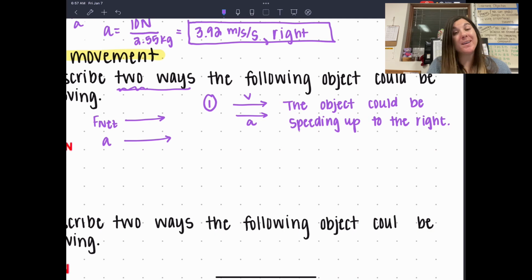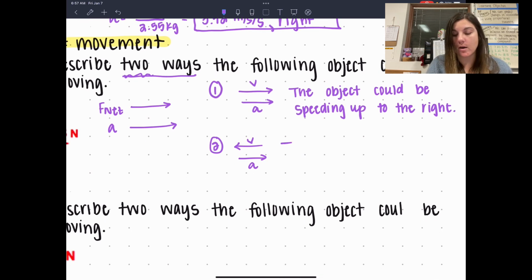However, there could be another situation. If my object's actually moving to the left and its velocity is leftwards and its acceleration is rightwards, that would be a different situation. It would no longer be speeding up to the left, it would be slowing down since acceleration is opposing its motion. So my second situation would be that the object could be slowing down to the left.